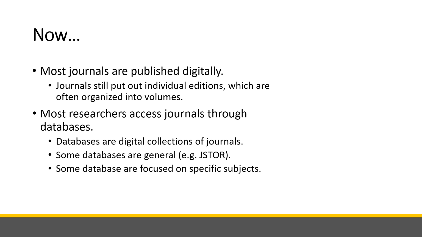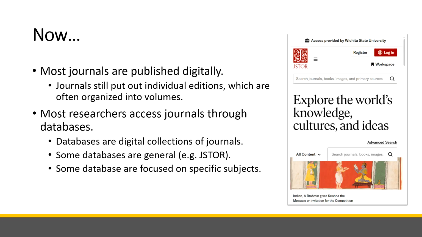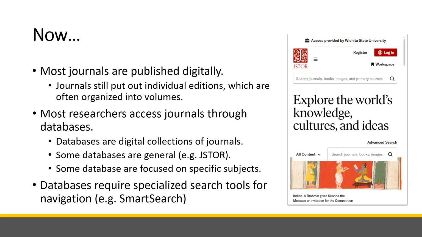Now most scholars access journals through databases. Databases are digital collections of journals. Instead of managing individual subscriptions for thousands of journals, libraries pay for subscriptions to these databases. Some of these databases are general, like JSTOR, and some are focused on specific subjects. These databases require specialized search tools and platforms to navigate them. At Wichita State, we encourage students to start with Smart Search, which is a tool that searches all of the collections and databases that Wichita State subscribes to.